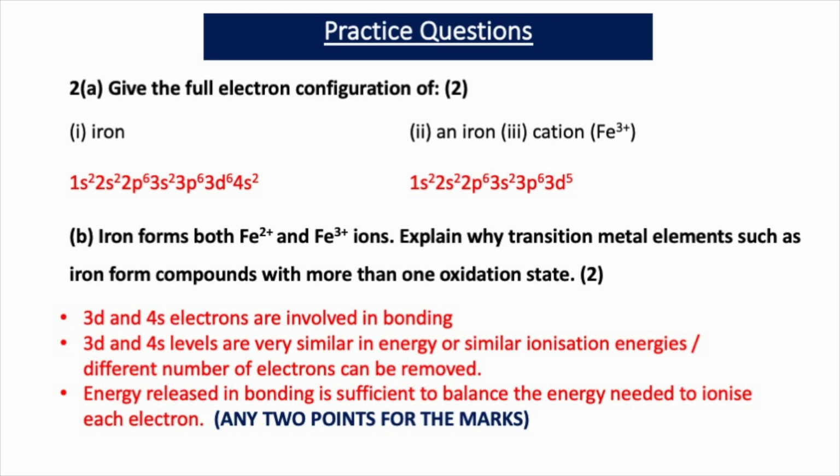So to summarize here, you could say that the 4s and 3d orbitals are similar in energy, and therefore multiple electrons can be removed without big jumps in ionization energy, and the energy released in bonding has to be sufficient to balance the energy needed to ionize each electron. So it takes energy to remove these electrons, however energy is given out when you form bonds.